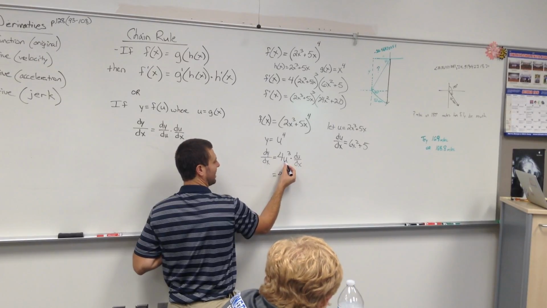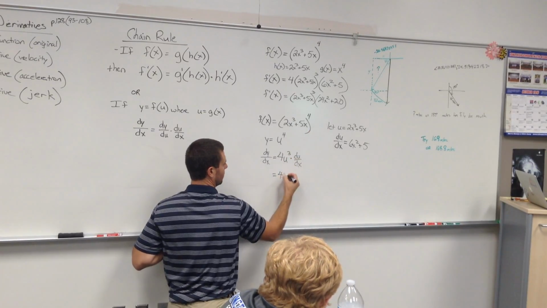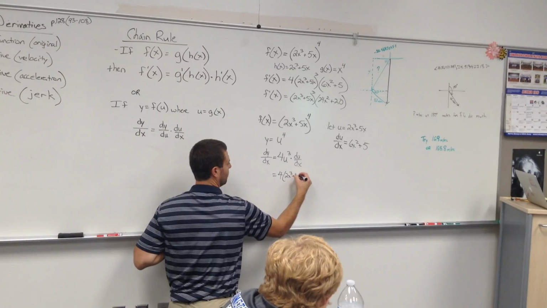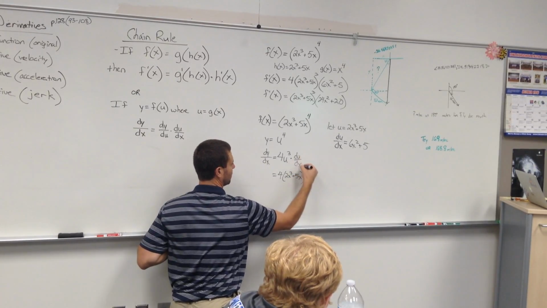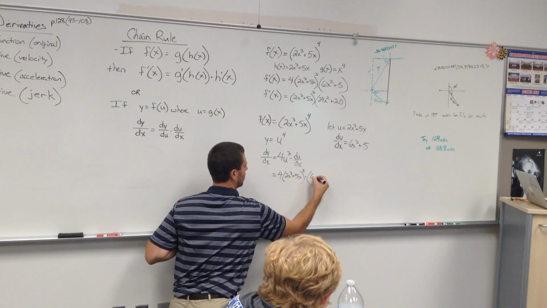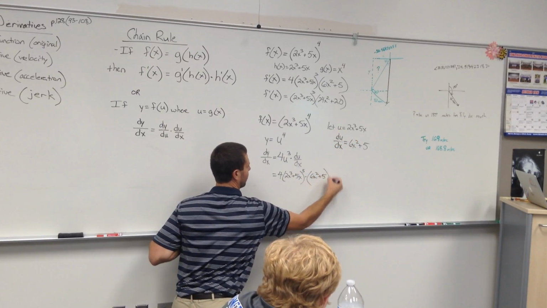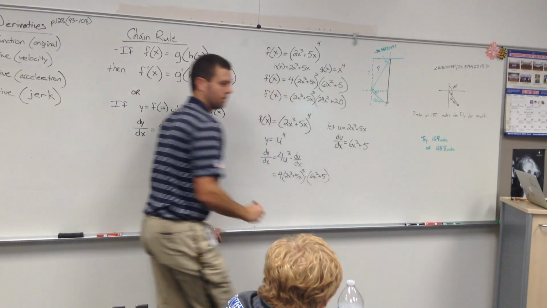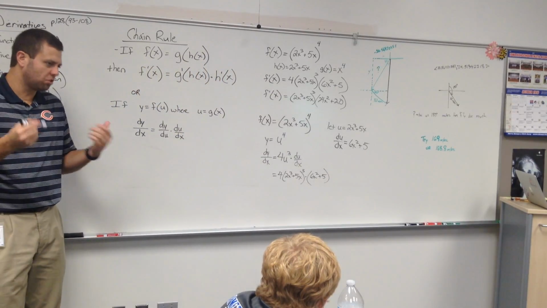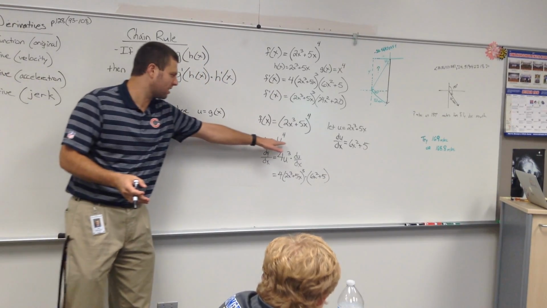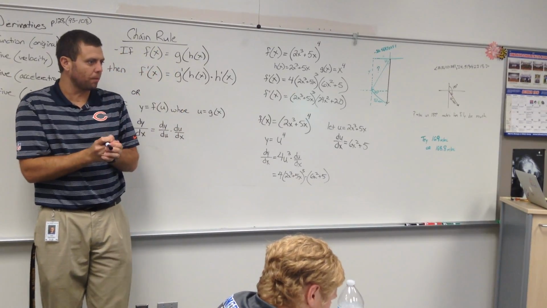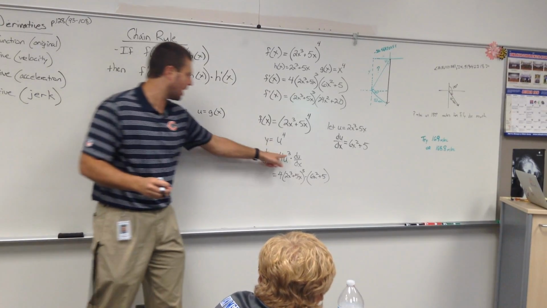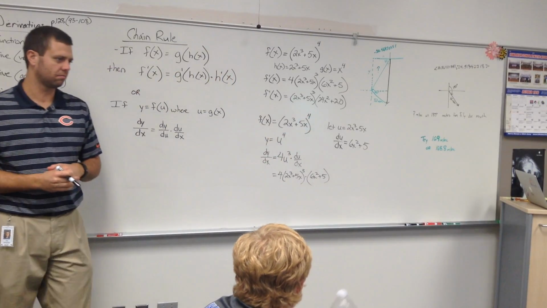What do I plug back in place of the u? 2x to the third plus 5x, all cubed, times, what's du dx? 6x squared plus 5. It's called u substitution, so you can rewrite the equation in a simpler form, do the derivative of that simple form, but just don't forget to take it times du dx at the end.